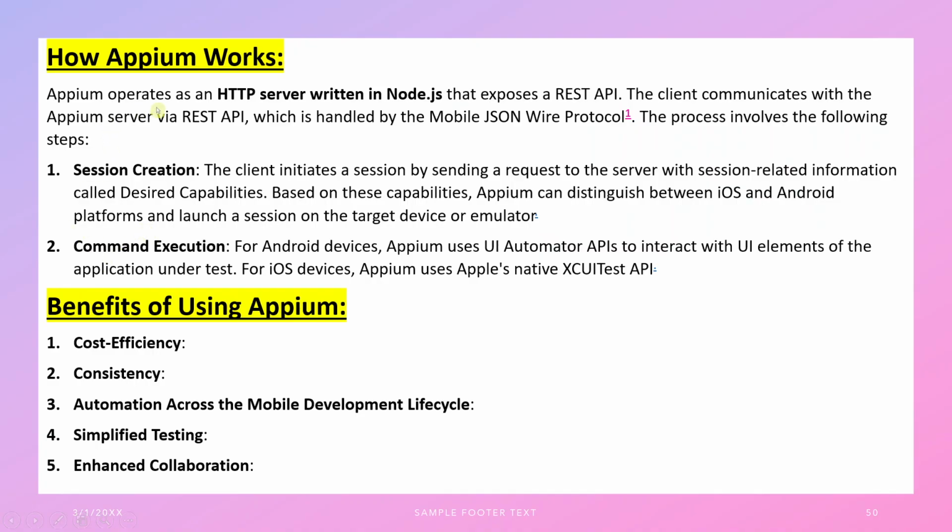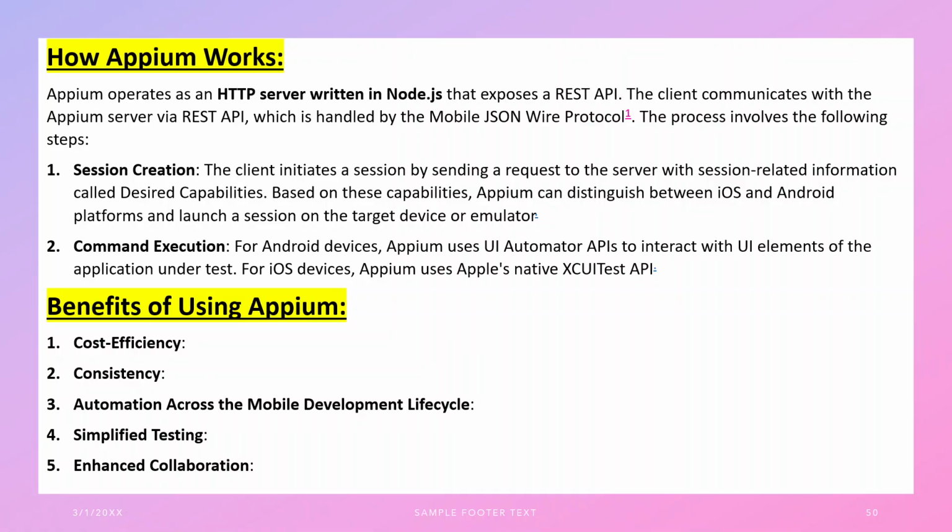Now, next is how APM works. APM operates on an HTTP server written in Node.js. The client communicates with the APM server via a REST API, which is handled by the mobile JSON wire protocol. The process involves session creation and command execution. In brief, I will explain the APM architecture.